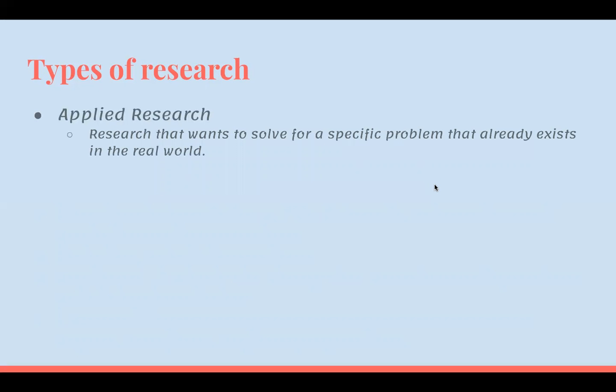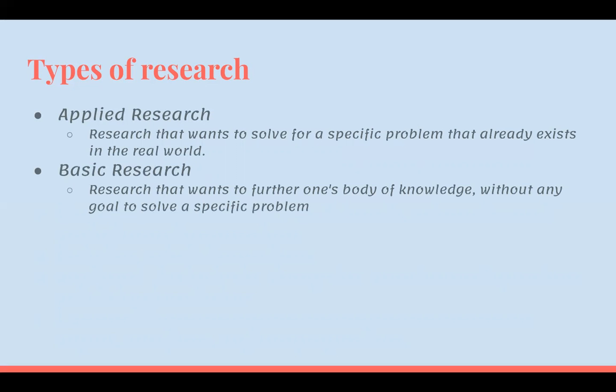Another key point from lecture is the difference between the different forms of research. There are 3 types of research, and they all account for different things. There's applied research, which is a form of research that wants to solve for a specific problem that already exists in the world. There is basic research, which is research that wants to further one's body of knowledge without any goal to solve a specific problem.